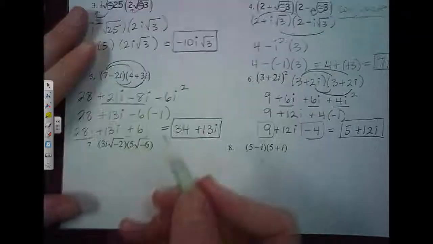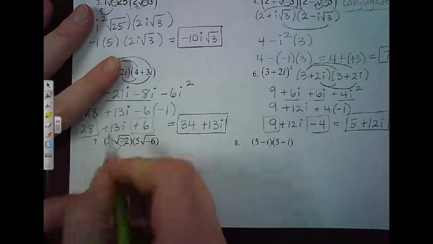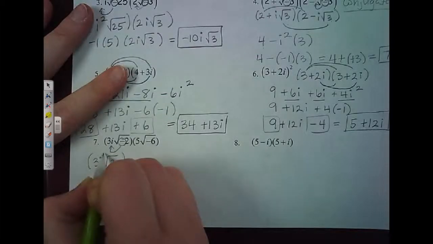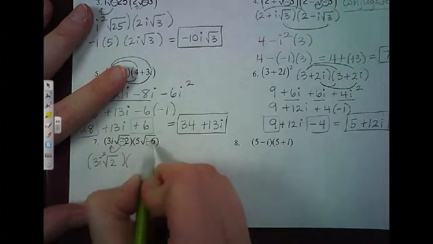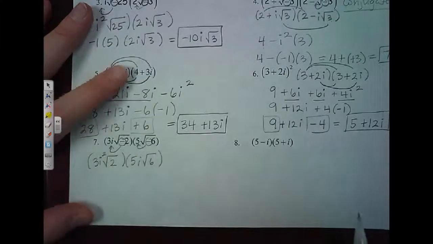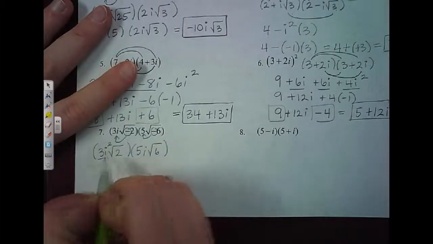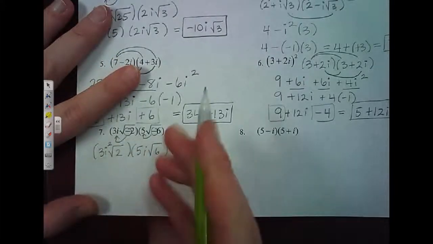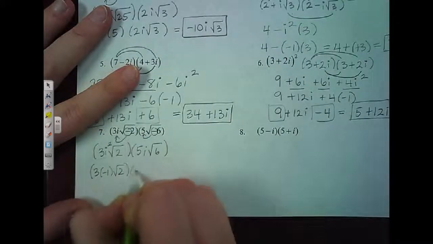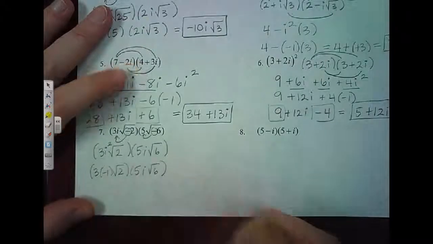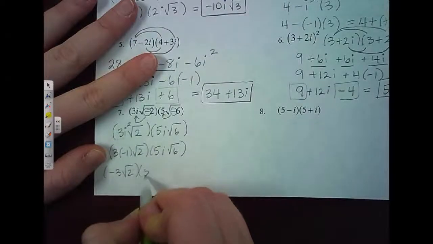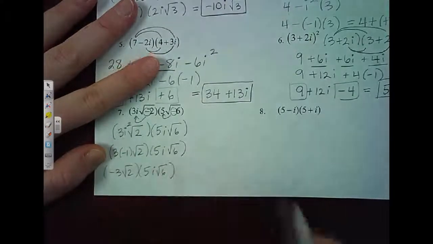So number 7, make sure you take out the i first. So this one becomes 3i squared, square root 2. Oops, i squared. Take out the negative, so this one becomes 5i square root 6. So let's simplify that i squared. That becomes 3 times negative 1 square root 2. So that's negative 3 square root 2 times 5i square root 6.